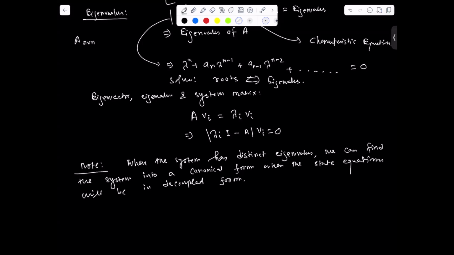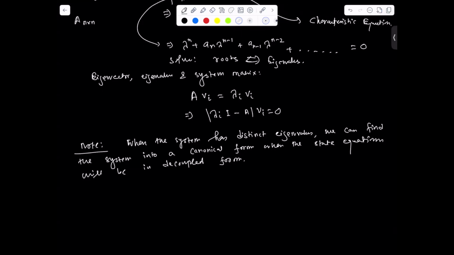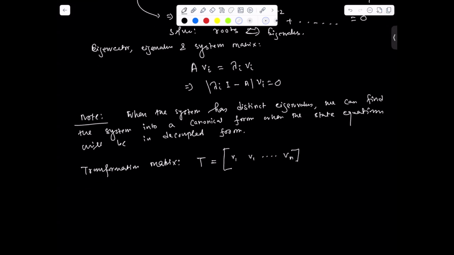We'll take an example later in this lecture, then it will become clear. So finally, our T, the transformation matrix, can be formed if there are n eigenvalues. If there are n eigenvectors, these will come in as columns in the T matrix. This is how we can form the transformation matrix.